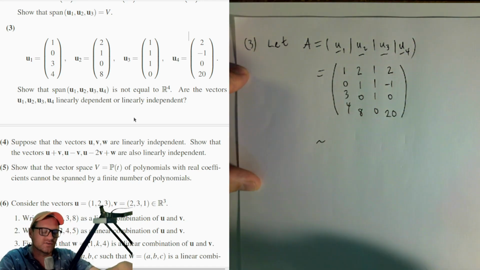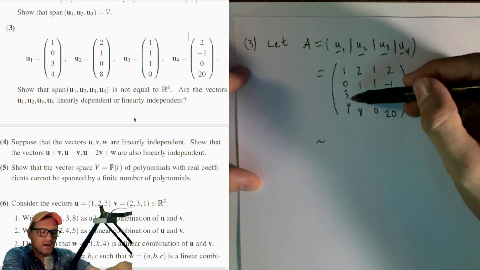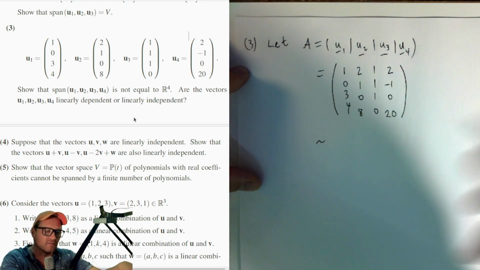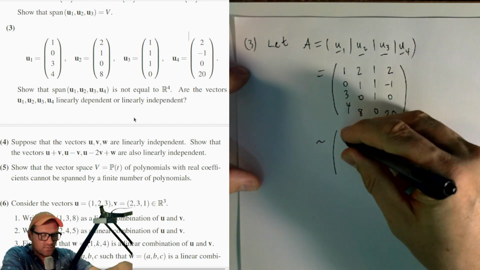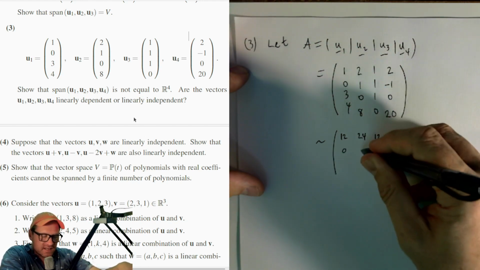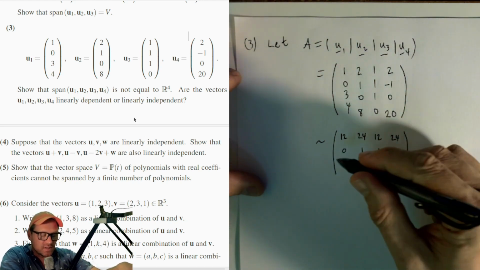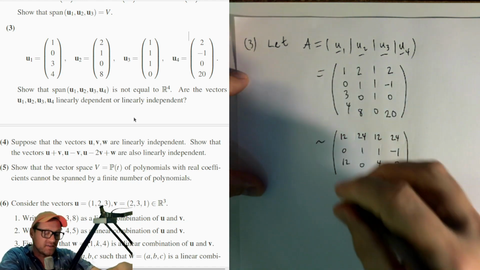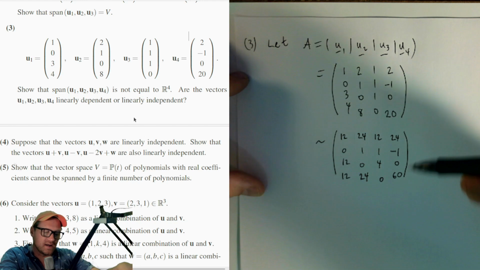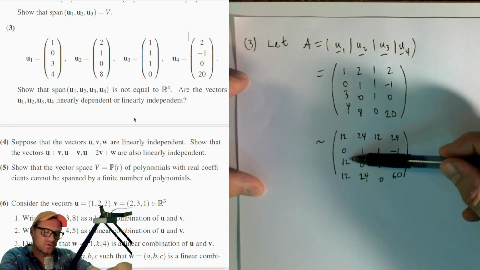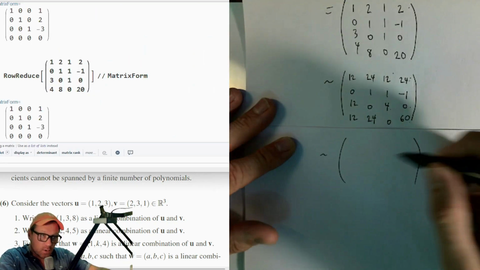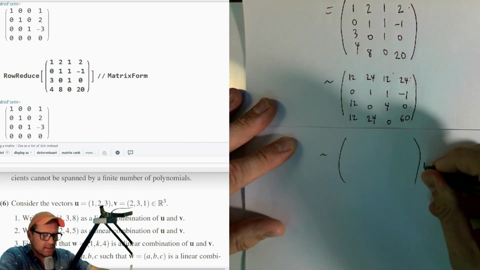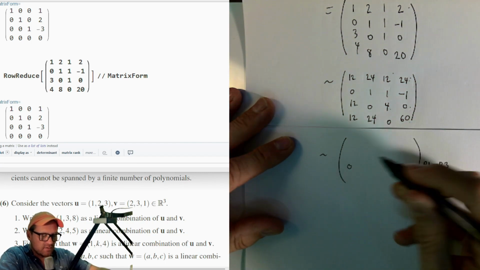Okay, so let's row reduce this. Now the LCM of 1, 3, and 4 is 12. So I want these numbers to be 12. So let's multiply the first row by 12. Let's leave the second row as is. Let's multiply the third row by 4. Let's multiply row 4 by 3. Okay, and so now we want to have zeros where these two 12s are. Okay, so we're replacing row 3 with row 1 minus row 3. So we can get a 0 where this 12 is.